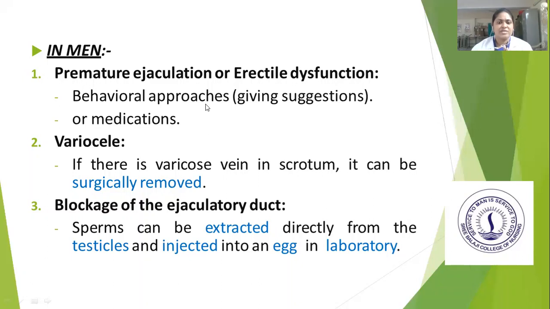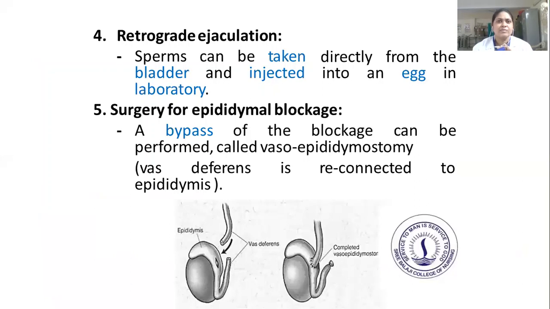Next is varicocele. If there is a varicocele in the scrotum, it can be easily surgically removed and treated. Next is blockage of the ejaculatory duct. The sperm can be extracted directly from the testicle and injected into the egg in the laboratory, which takes place in the laboratory only. The next is retrograde ejaculation.